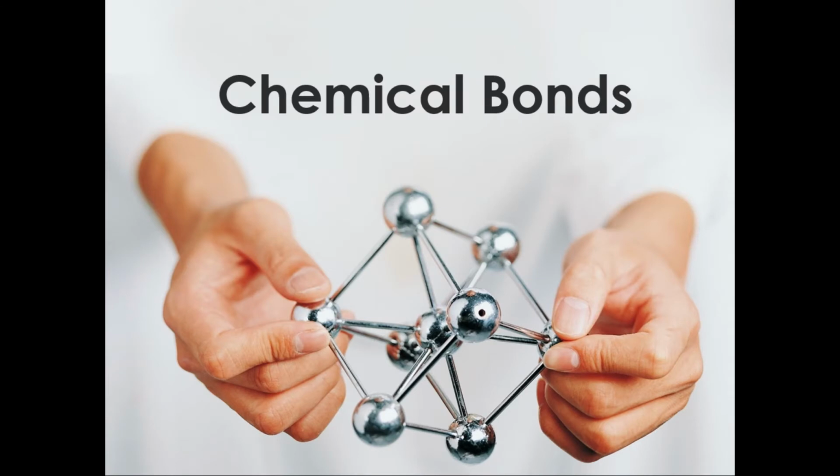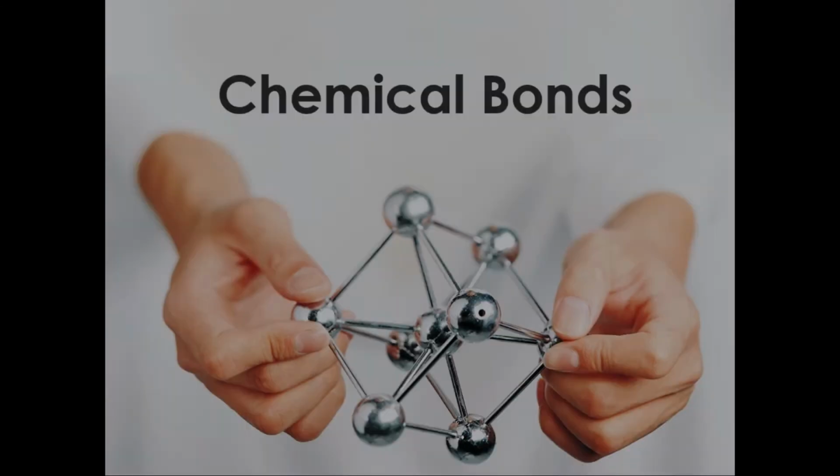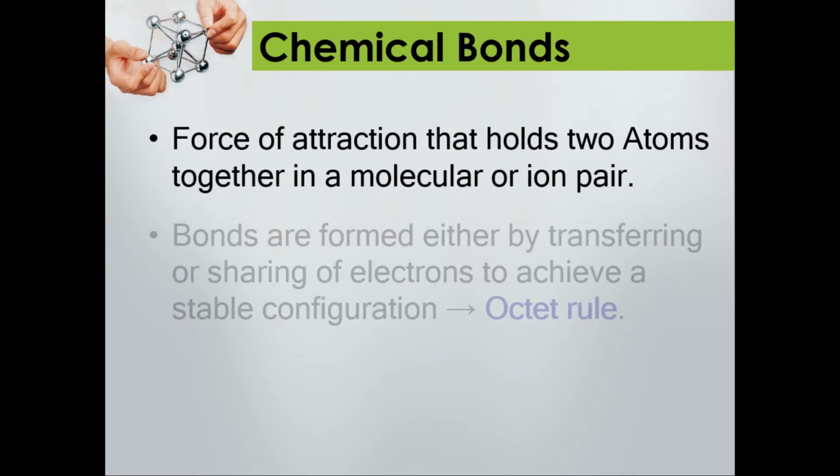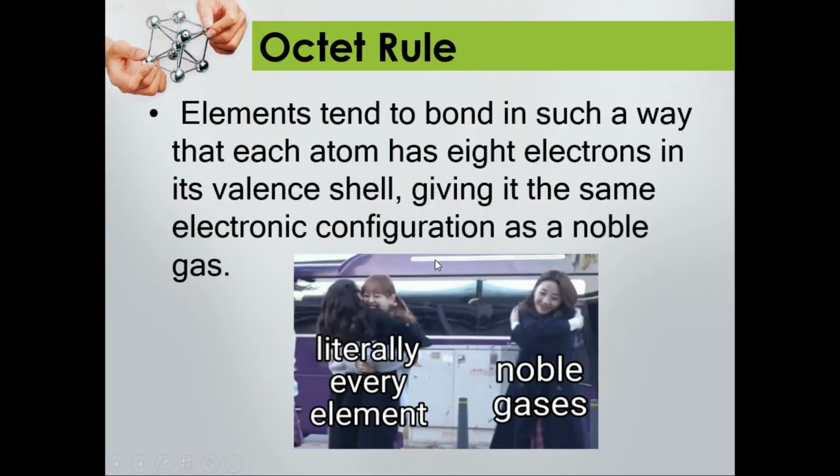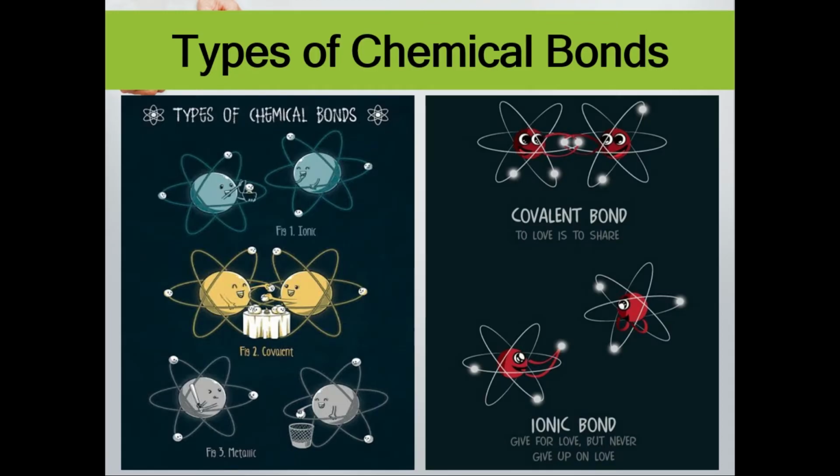So the next part that we are going to talk about is the chemical bonds. Chemical bonds are forces of attraction that hold two atoms together in a molecule or ion pair. Bonds are formed either by transferring or sharing of electrons to achieve a stable configuration called the octet rule. Octet rule: elements tend to bond in such a way that each atom has 8 electrons in its valence shell, giving it the same electronic configuration as a noble gas. So literally, every element tends to bond to achieve the electronic configuration of the noble gases to become stable.